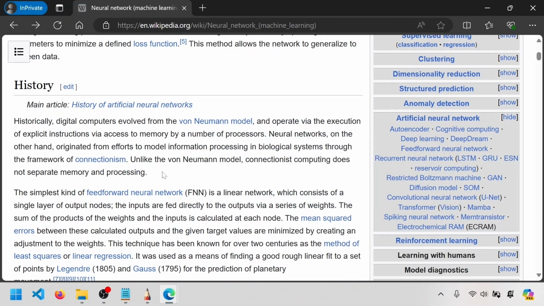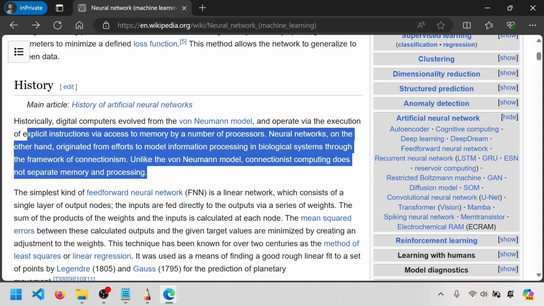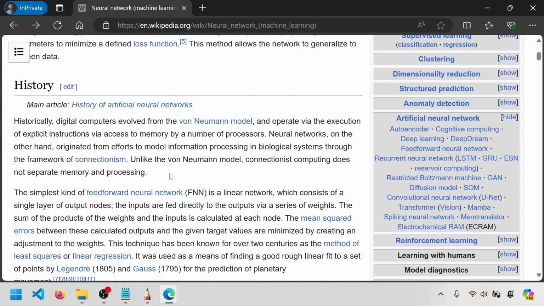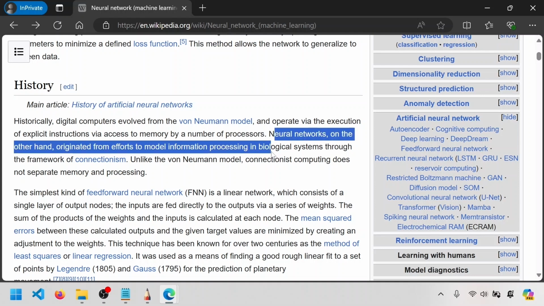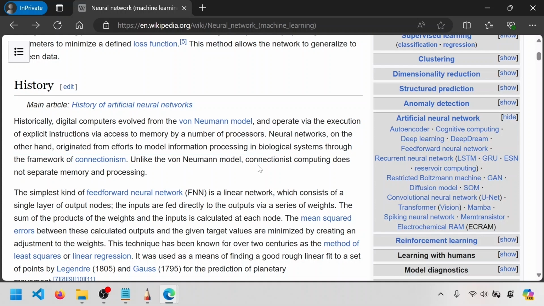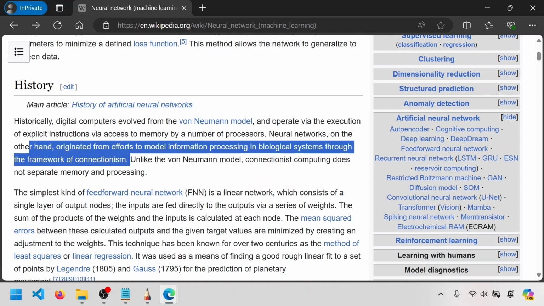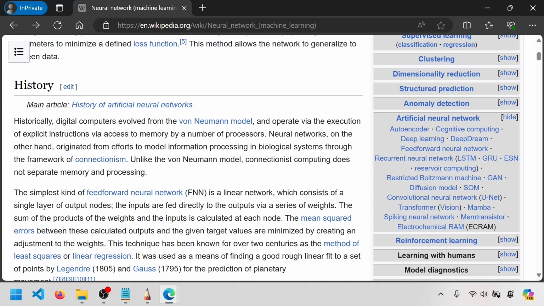So there are certain things we can't do with the von Neumann architecture, like the things we discussed, the pattern stuff, which humans do very easily. Neural networks, on the other hand, originated from the efforts to model information processing in biological systems through the framework of connectionism. This is nothing but the neural network we already discussed. So it is fundamentally different from the von Neumann model of computing.